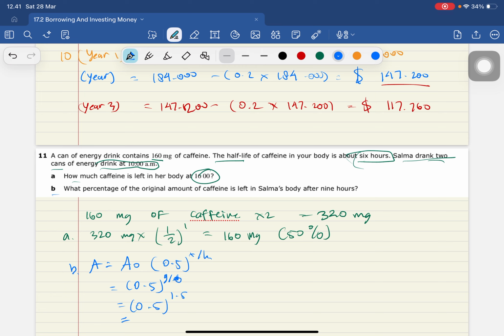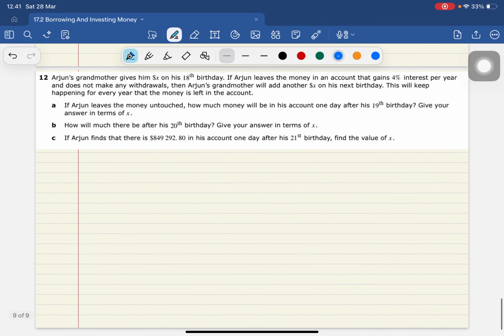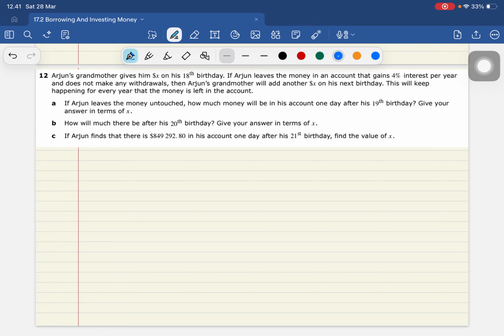So the answer is around 0.35, and to make it a percentage we just multiply by 100. So the percentage is 35.36% for B.